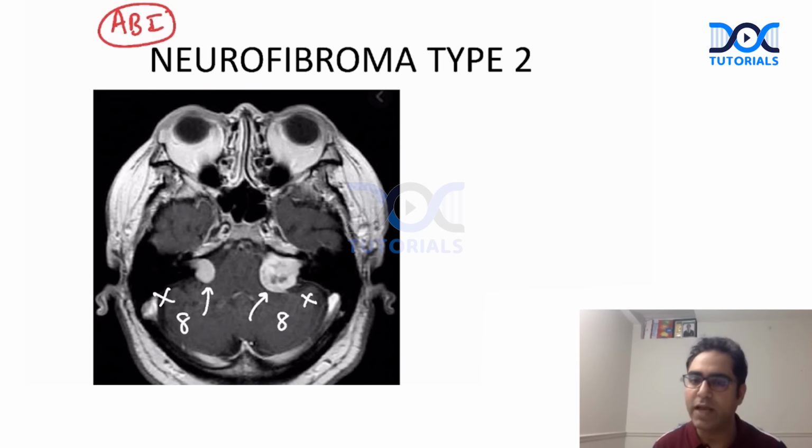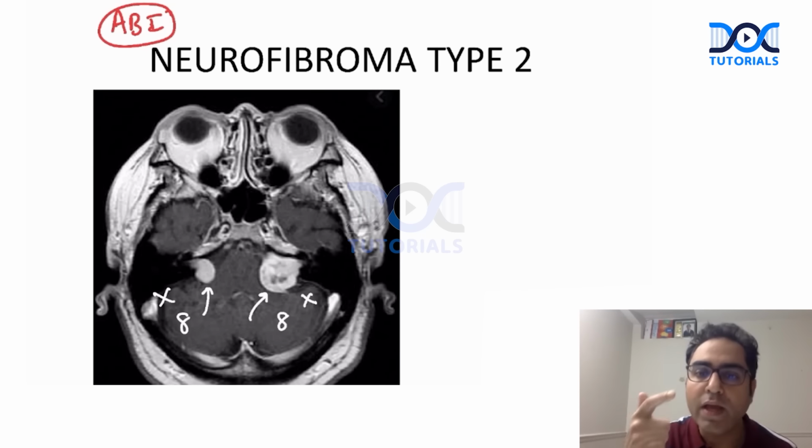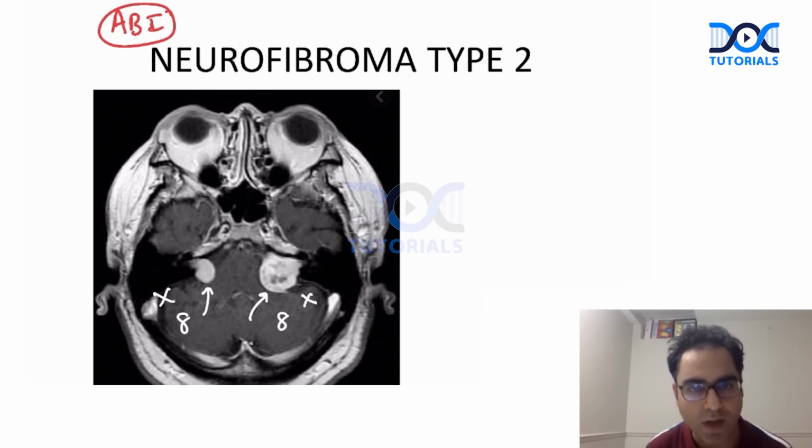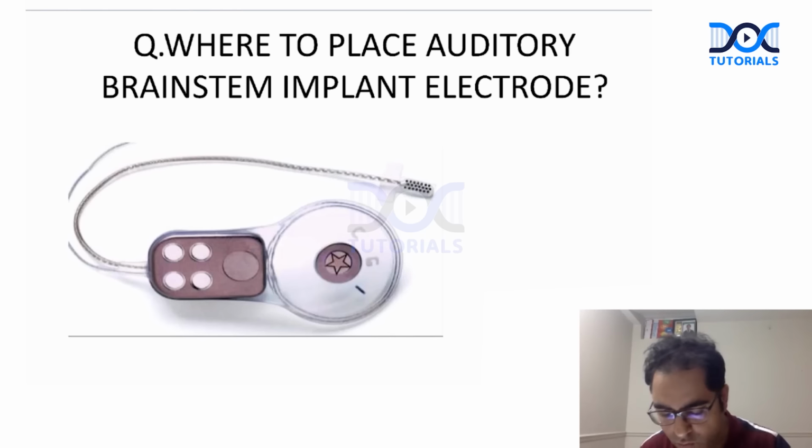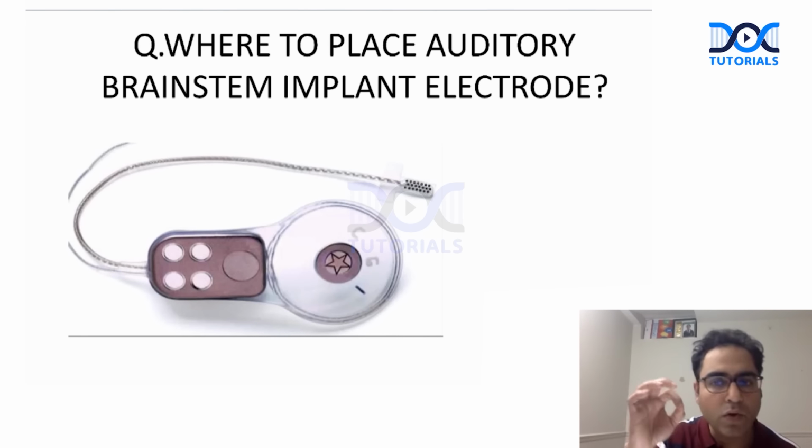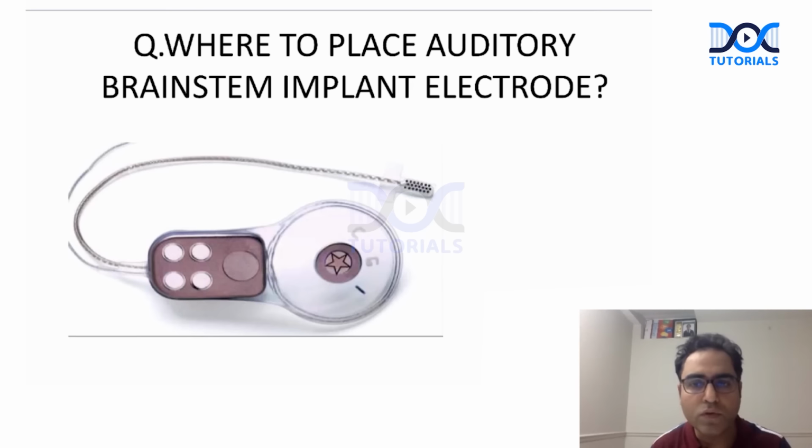So let's revise once again. What are three indications of auditory brainstem implant surgery? Number one, neurofibromatosis type 2. Number two, congenital aplasia of the eighth nerve. Number three, Michel's aplasia of the cochlea. Next question is, where do we put the ABI electrode? Again, it's an electrical device. You have to put the electrode in the brainstem area. The answer to this question, very famous question, is lateral recess of fourth ventricle.